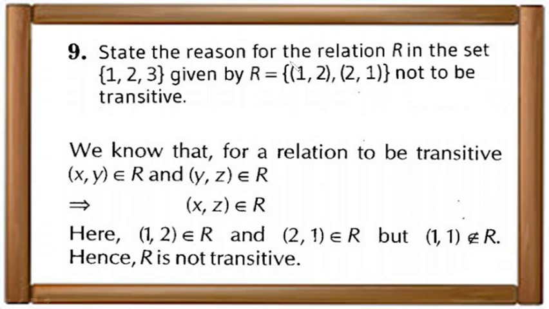Question number 9. State the reason for the relation R in the set {1, 2, 3}, given like this, not to be transitive. We know that for a relation to be transitive, if (x, y) belongs to R and (y, z) also belongs to R, then (x, z) should be there in the same relation. Here we have (1, 2), we have (2, 1), but do we have (1, 1)? No, it is not there. That is the reason we have to give here. If they ask whether the relation is symmetric or not, yes, it is symmetric because if (1, 2) is there, then (2, 1) is also there. But this relation is not transitive.